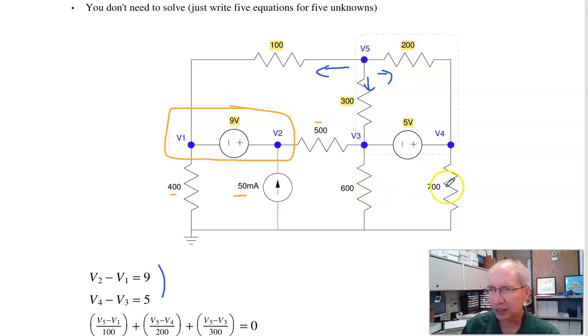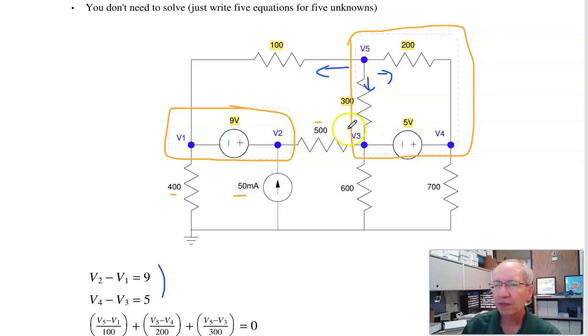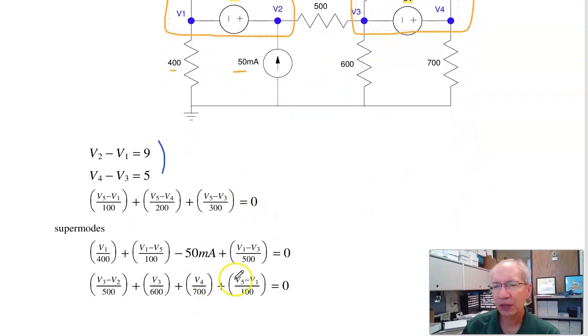I still need these 2. So another supernode could be this one, and there are other options. If I choose those two supernodes, then out of this supernode, I have V1 over 400 minus 50 milliamps plus V2 minus V3 over 500 plus V1 minus V5 over 100 equals 0. And then the currents out of the second supernode also have to equal 0.